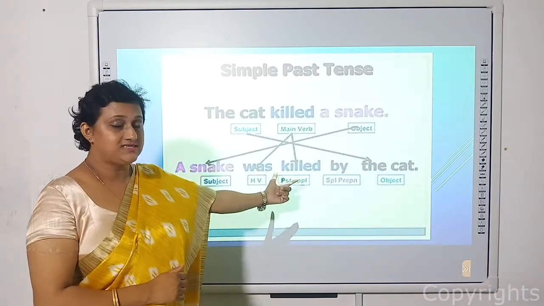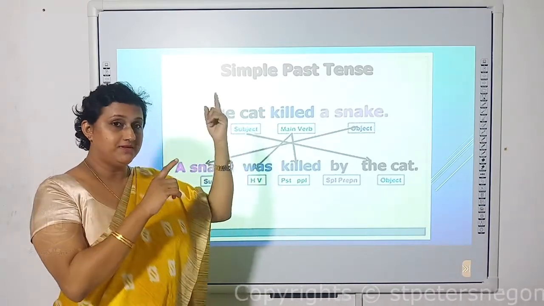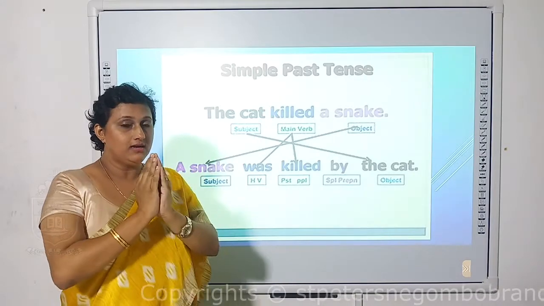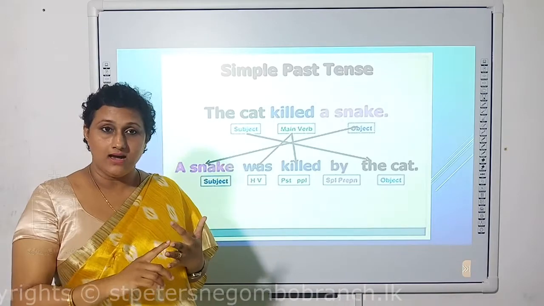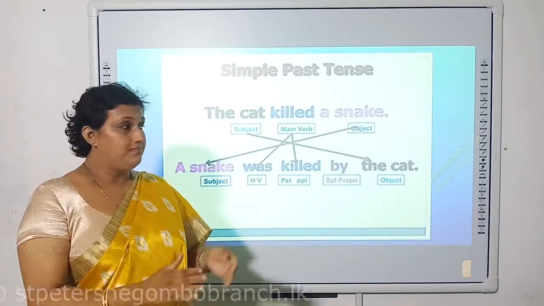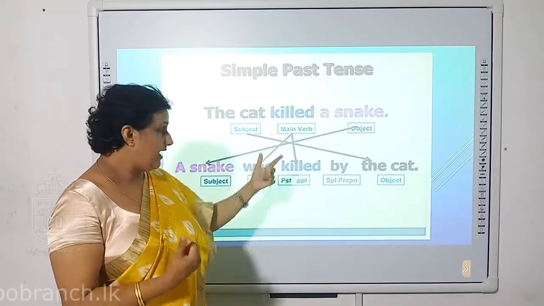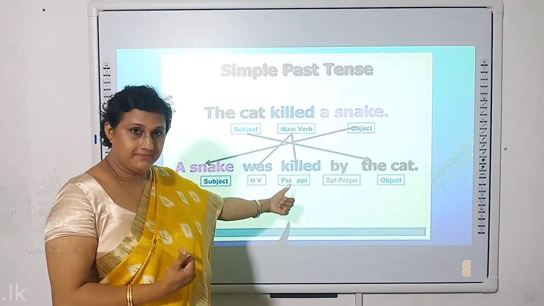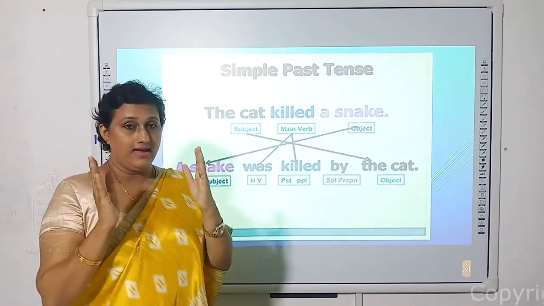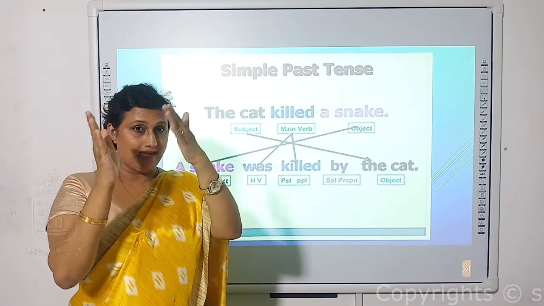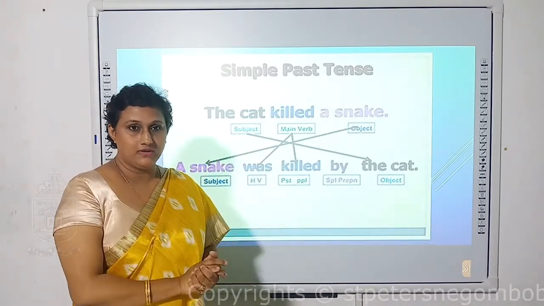Killed into was killed. What is the difference? What is the difference between simple present tense and simple past tense? When it comes to simple present tense, when changing the be word, we use am, is, are plus the past participle of the verb. But here, the word killed is past tense, so we have used was killed. So for the simple past tense, where the present tense uses am, is, are, it should be was or were plus the past participle of the verb.